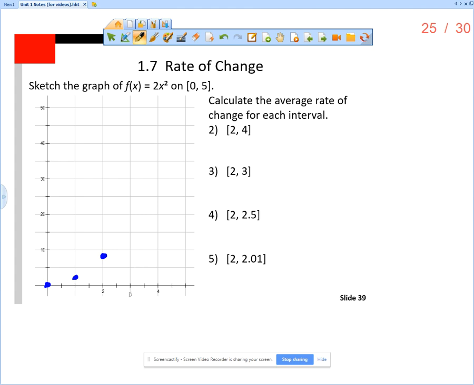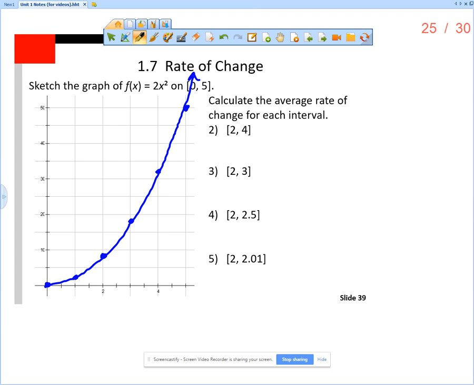Let's go to 3. 2 times 3 squared, 2 times 9 is 18. So I'm going to go up to 18 here. And then let's go to 4. 2 times 4 squared, 2 times 16 is 32. So I'm going to go to about there. And then lastly, let's go to 5. 2 times 5 squared, so 2 times 25 is 50. So I'm going to go here. And so we're basically just graphing the right half of this parabola. I mean, it would be the full parabola, but we only want to view this part.